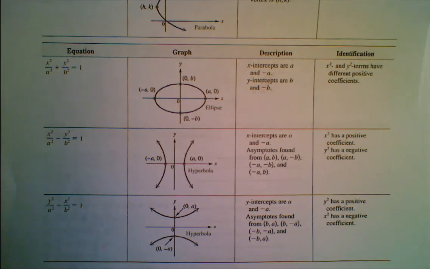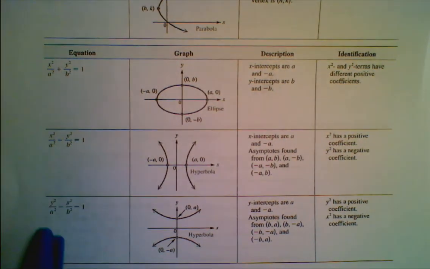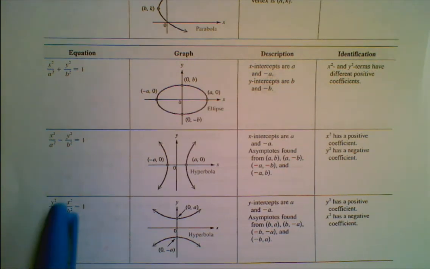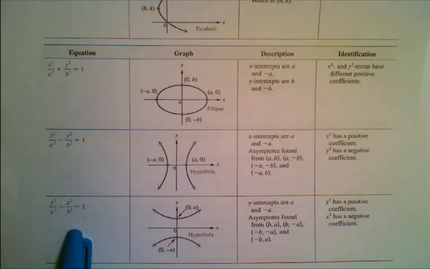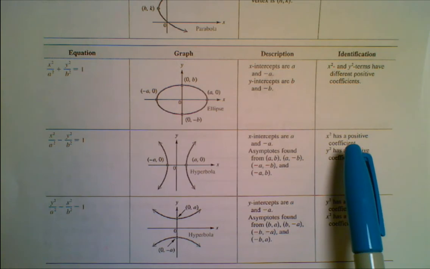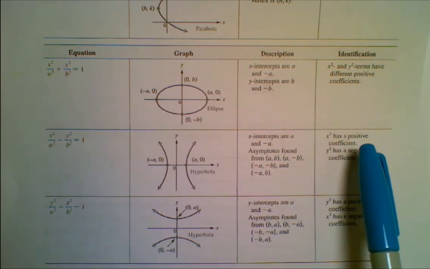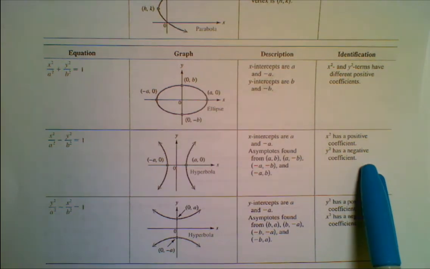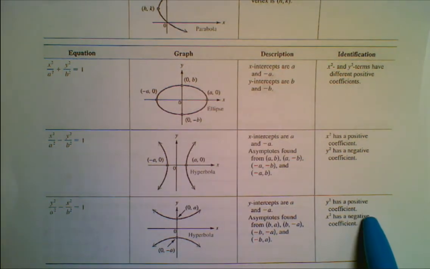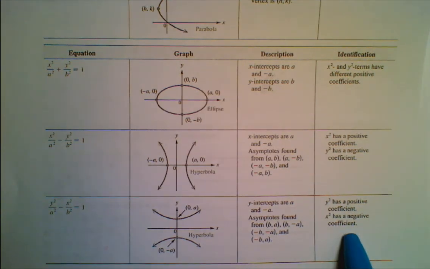Okay? And either the x squared or the y squared term will be positive, or vice versa. So it says here how to identify when it's a hyperbola. The x squared has a positive coefficient, but the y squared has a negative coefficient. Or the y squared has a positive coefficient, but the x squared term has a negative coefficient.